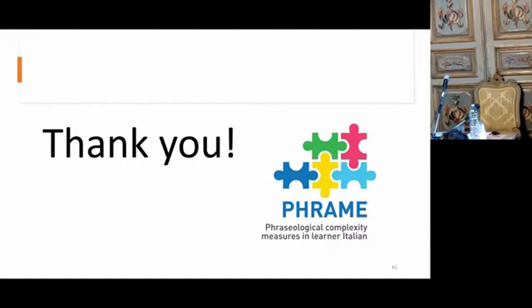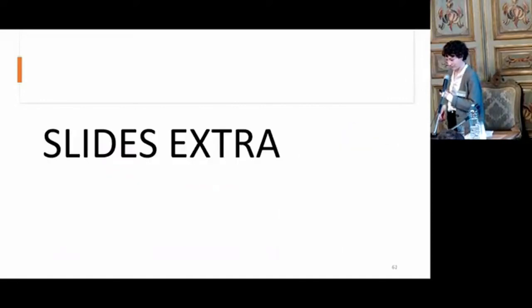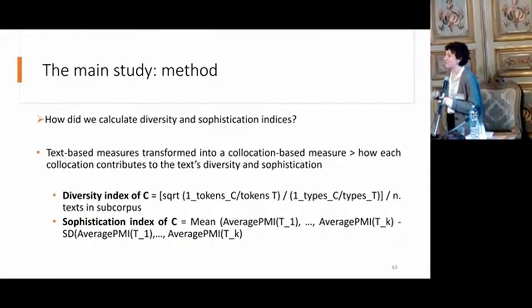It's a naive question. It probably results from me being tired and absent-minded, but can you please explain again what the diversity index and sophistication are? How did you operationalize and measure them? Yeah, we expected these questions. This was the most problematic part of our methodology, and that's why we hid this slide from the presentation.